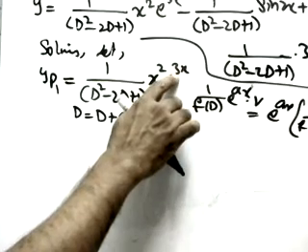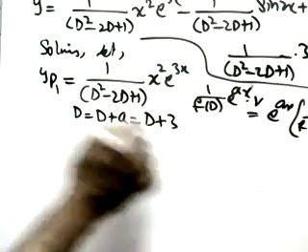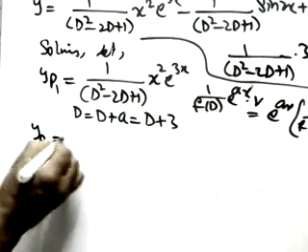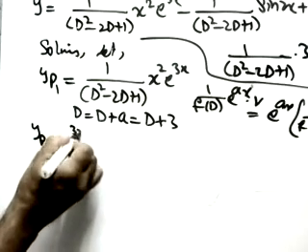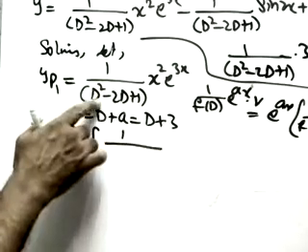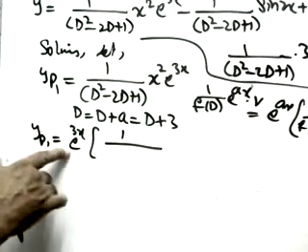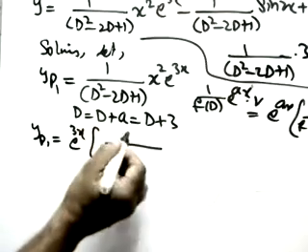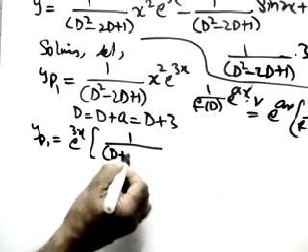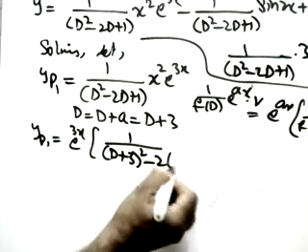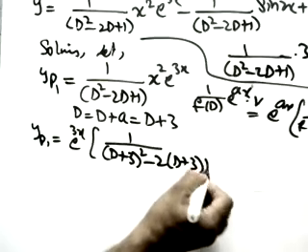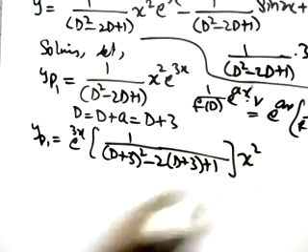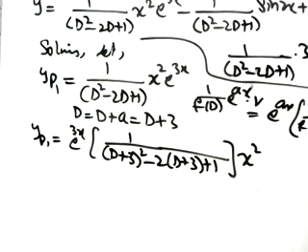D plus a, where a is the coefficient of x in the power of e. E power ax, the coefficient of x is 3. So in place of D, we must write D plus 3. So yp1 equals, taking e power 3x outside, this D will become D plus 3. So we can write: 1 divided by (D plus 3) whole squared minus 2 into (D plus 3) plus 1, into x squared.